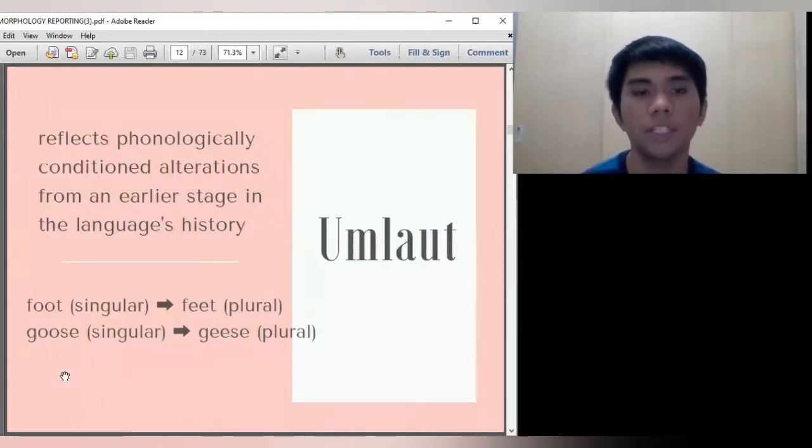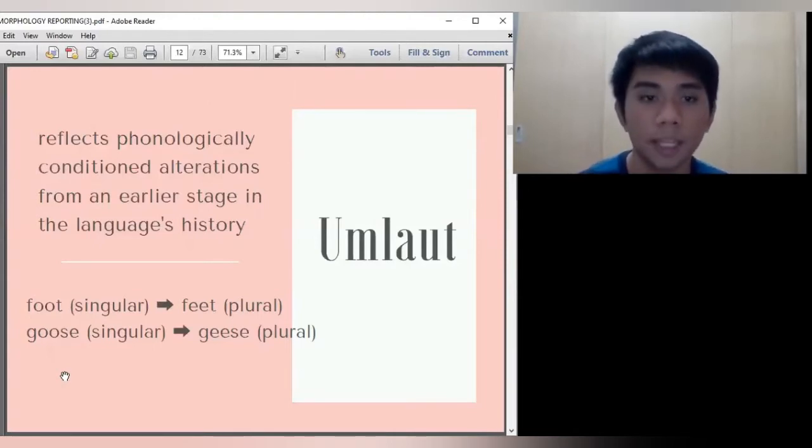Next kind of internal change is the umlaut. This is something that is distinct to Germanic languages such as English, and this one is more conditioned. As it said here, it reflects phonologically conditioned alterations from an earlier stage in the language's history. So it's from singular to plural, as in the following examples: foot to feet, goose to geese. So the internal change is from double O to double E.